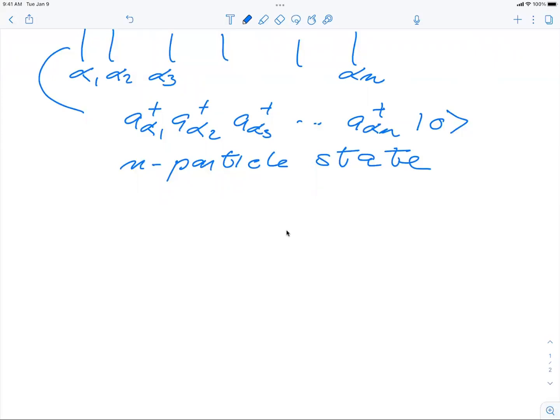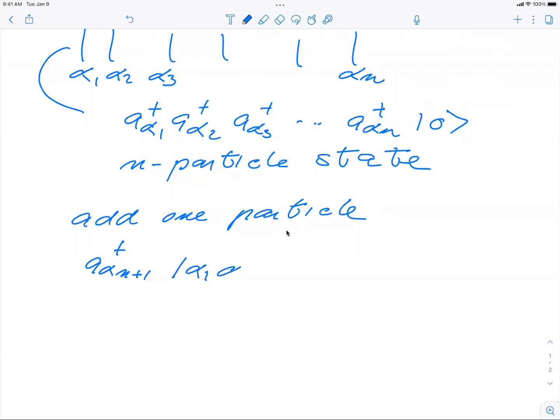What we could do now is we could add one particle. And we know that since these are now fermions, if they are bosons, I mean, we can have more than one single particle state, which is filled by more than one particle. So if we add one particle, we would typically have an operator of the type A alpha n plus 1 dagger. And this is now acting on this state, which I also write in a more compact way, like this alpha n. And we want to have a specific ordering.